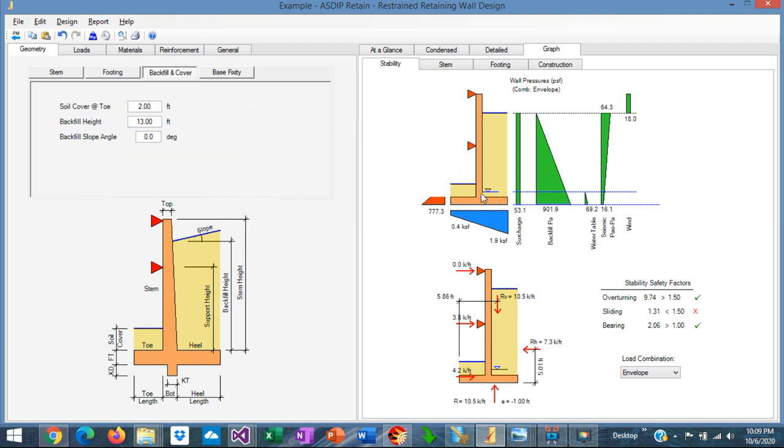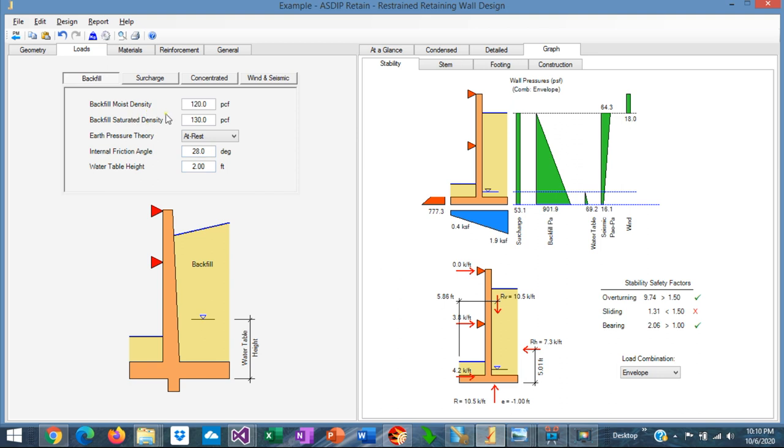Even when the stem is 16 feet, the backfill is only 13 feet, meaning that these 2 feet are free and can be exposed to wind. Regarding the base fixity, the wall can be either fixed at the bottom or pinned at the bottom. And the resulting design is completely different. If it's pinned at the bottom, the bending moment is zero at this point. If it's fixed, then the footing will be exposed to a bending moment as well. In this case, we are assuming that it's a fixed base.